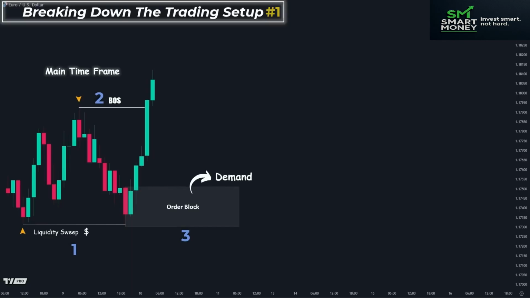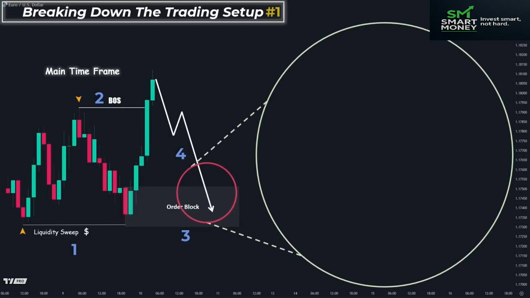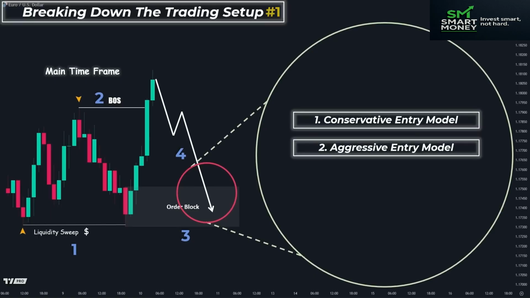After marking the block, the next step is to wait for the price to retrace into it. That's where your trading opportunity lies. Now, when price comes back into your order block, you have 2 entry approaches depending on your style. Conservative and aggressive entry. Let's start with the conservative entry method.